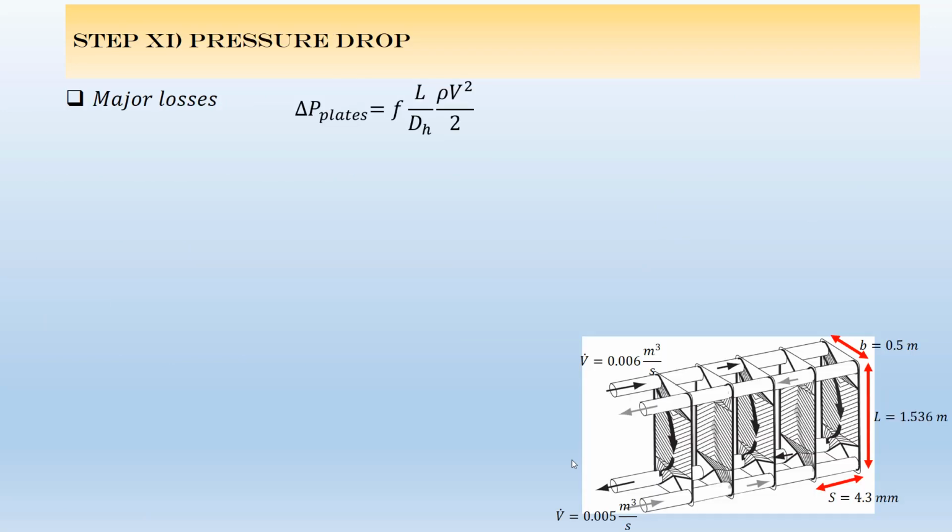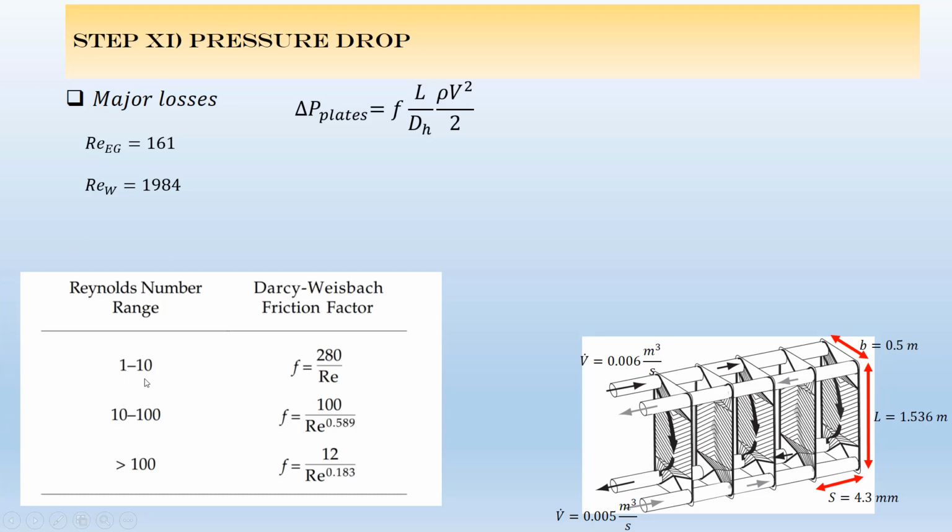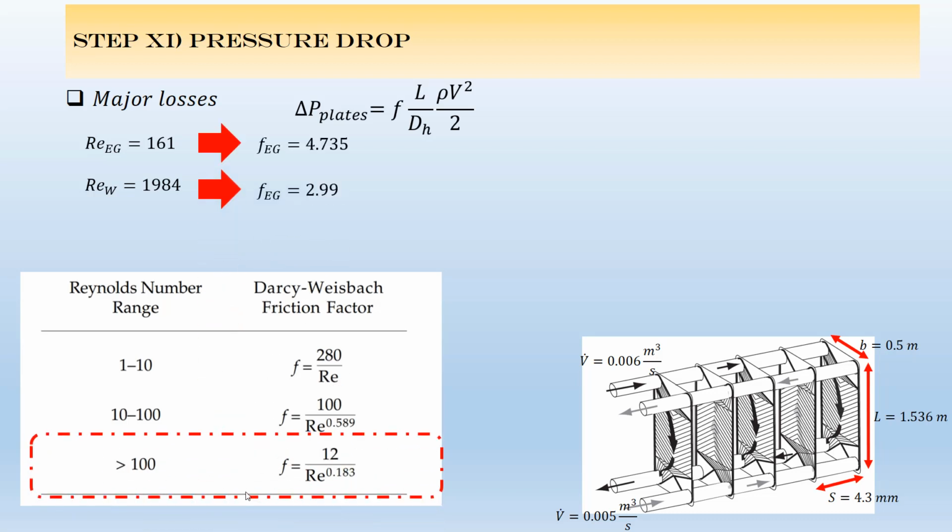And then you need to calculate the pressure drop, and make sure that the pressure drop is less than 50 kilopascal. For the major losses, you need to find F. If you remember, it depends on the Reynolds number. For both cases, the Reynolds number is more than 100, so you can use the third correlation to find the friction factor for both ethylene glycol and water. This is water, guys. Another typo, sorry.